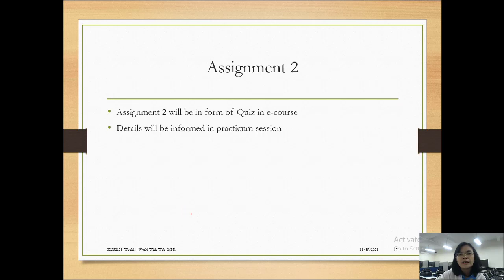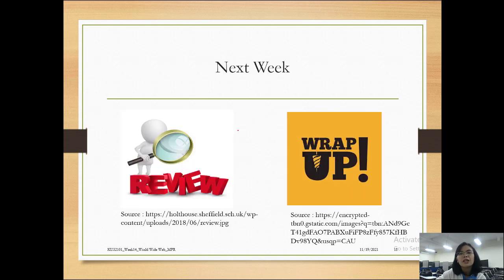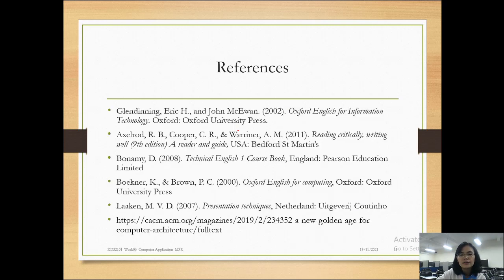And for assignment 2, I'm going to discuss this with you more in the practicum session, but it will be in the form of a quiz in the e-course session later. I will inform you in the practicum session. So next week is our last week, and our last week will be discussing the review from week 1 until week 14, and it will be a wrap-up activity just to review everything that we have learned over the semester.